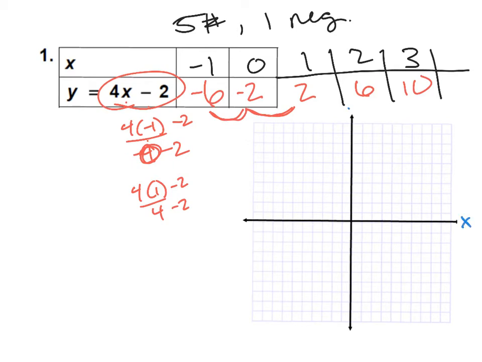Again, x-axis, y-axis. So I'm going to start at 0. I'm going to go to negative 1 and then negative 6. 1, 2, 3, 4, 5, 6. 0, negative 2. 1, positive 2. 2, 2, 3, 4, 5, 6. And 3. There's 6, 7, 8, 9, 10 up there at the very top. And again, use the straight line, go all the way through the graph, and there is our graph.